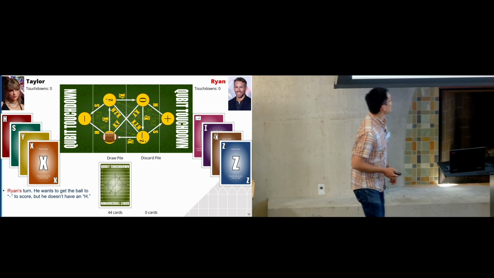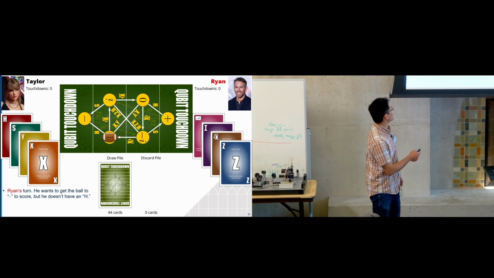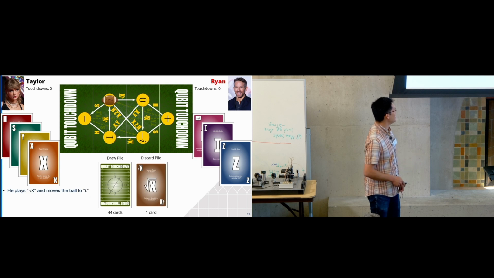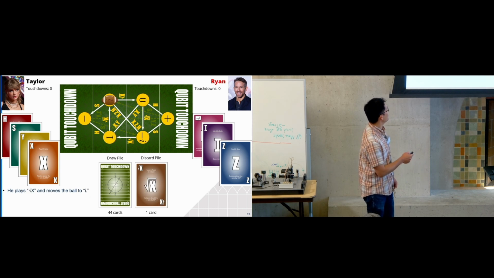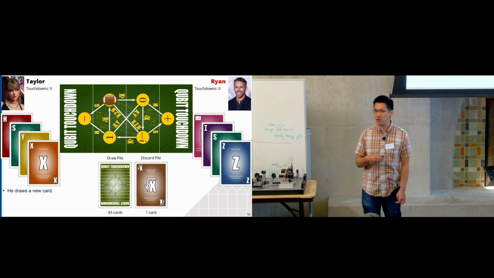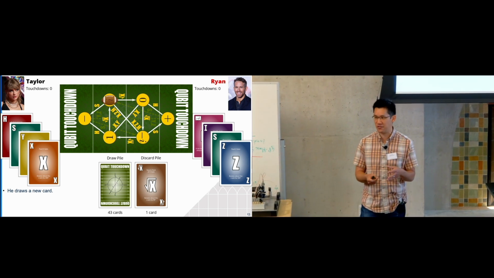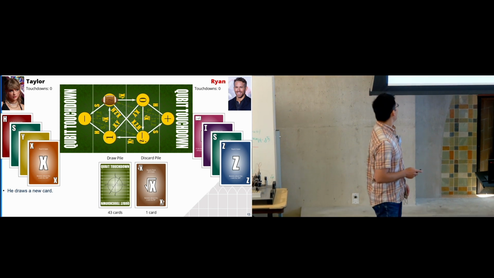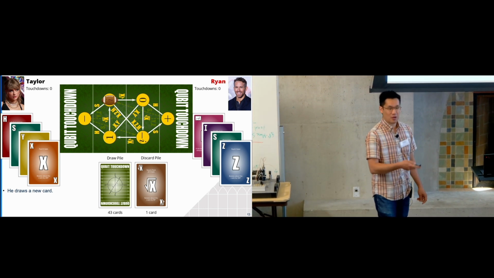All right, so Ryan can't score a touchdown. He doesn't have an h. So let's say he plays a square root of x and he moves it over to the side. So he'll play that, move the ball, and he'll draw another card so that he has 4 cards again. So you should always have 4 cards until the end when you just play whatever you have remaining. Okay, so Ryan played a card.